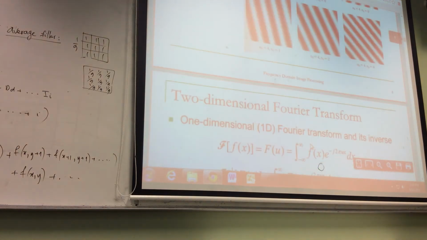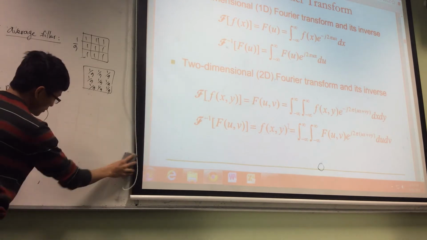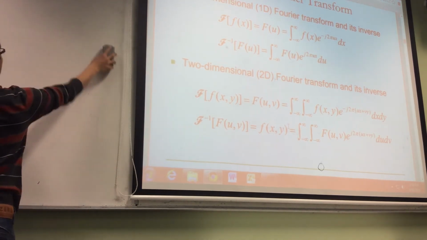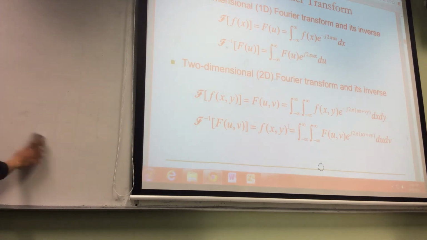Okay, the next one we're going to do is frequency domain image filtering.